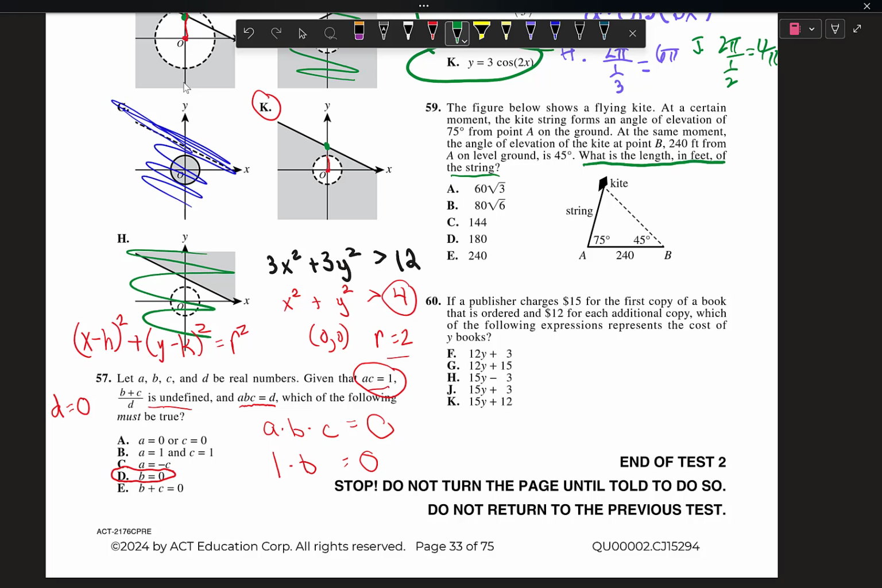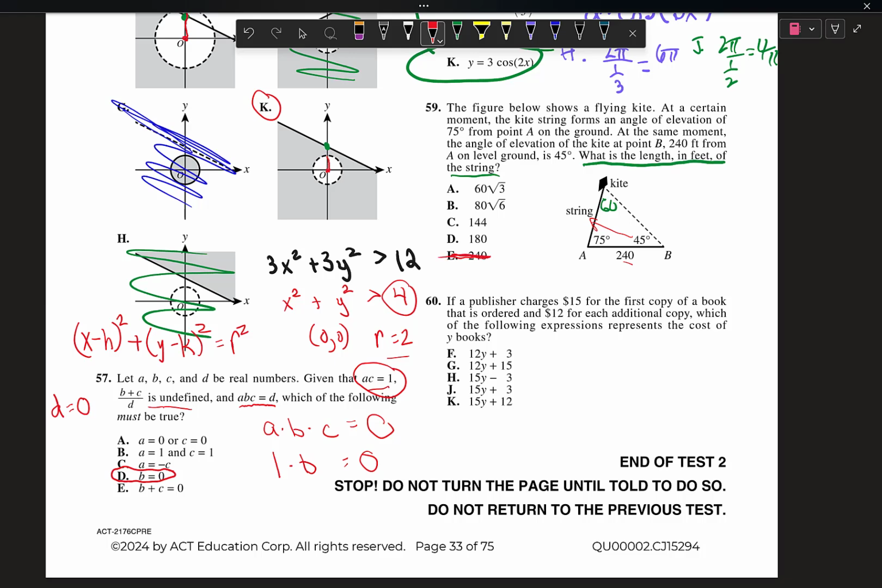So the string is this length right here. And we'll notice first off, it's opposite the 45-degree angle. Real quickly, let's find this missing angle in the triangle. Well, we know that there's 180 degrees in a triangle, so 180 minus 75 minus 45, that's 120, that would make that 60. So the missing angle is 60, so the side opposite that 60-degree angle is 240. Well, the length of the string is opposite a smaller angle, so it of course has to be smaller than 240. So we're going to cross this off.